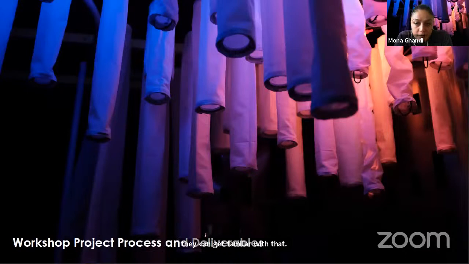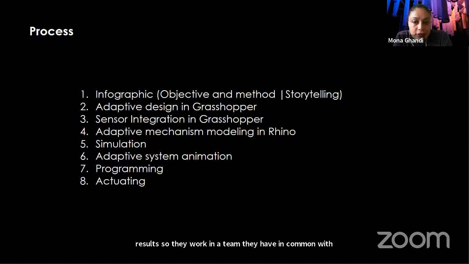Now I'm going to show you the project results. They work in a team, they come up with an initial design, and then they start with the infographic, which you will see very soon, which talks about the objective and methods, or in general the storytelling of what they want to do, what the adaptive design is and the mechanism of their adaptive design, and which sensor they want to use. And they have to simulate, program, and actuate their design.